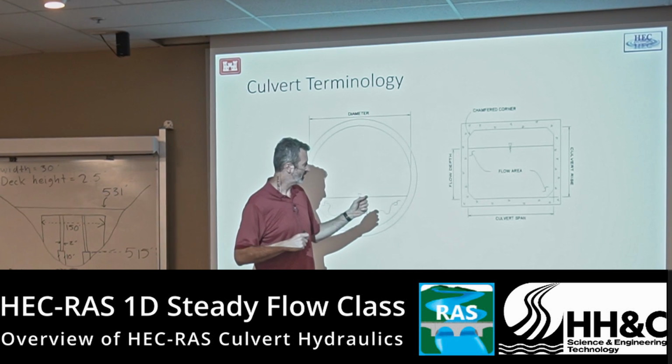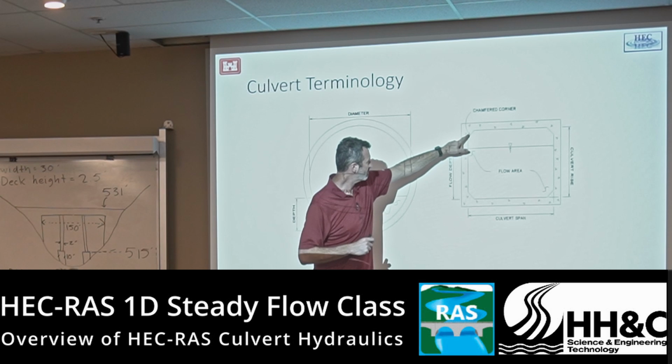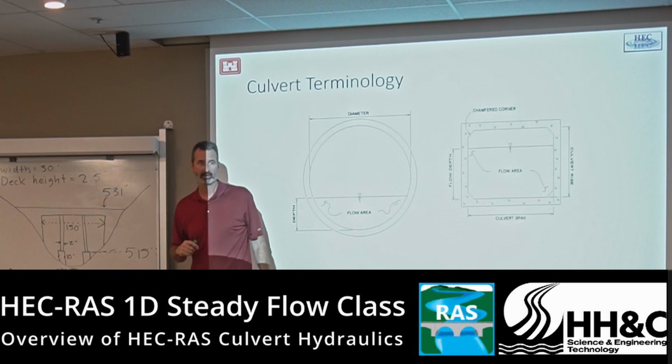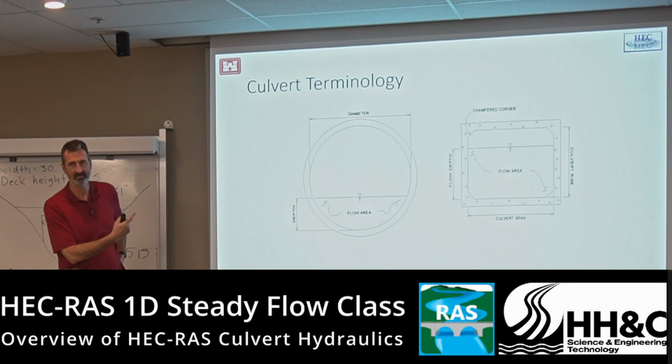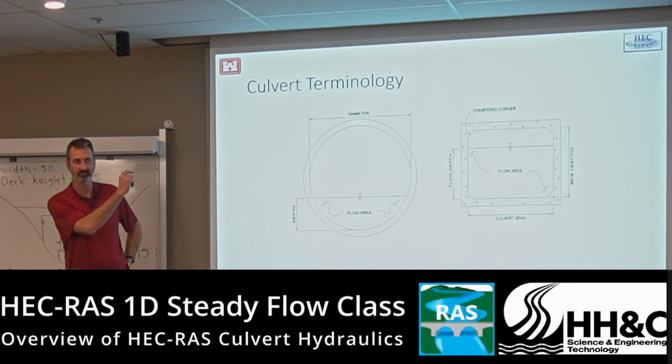There's one little point on this plot that I would like to point out, and that is it's got little chamfered corners on the end of it. That represents a very small area. I would still consider that this is a box culvert. Don't worry about those little corners at the end.